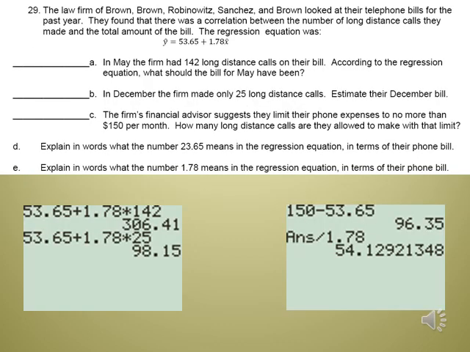So the next problem here, they give us an equation that's supposed to figure out how much a law firm's phone bill would be based on how many long-distance calls they make. And the first two questions, they give you a couple of numbers of long-distance calls. You're supposed to figure out what the bill is. If you look at the bottom left, I did that. I just went to the formula. I plugged in 142 for X, and then I plugged in 25 for X. And the answers to A and B would be $306.41 and then $98.15. So those are pretty straightforward. Plug them in and see what you get.